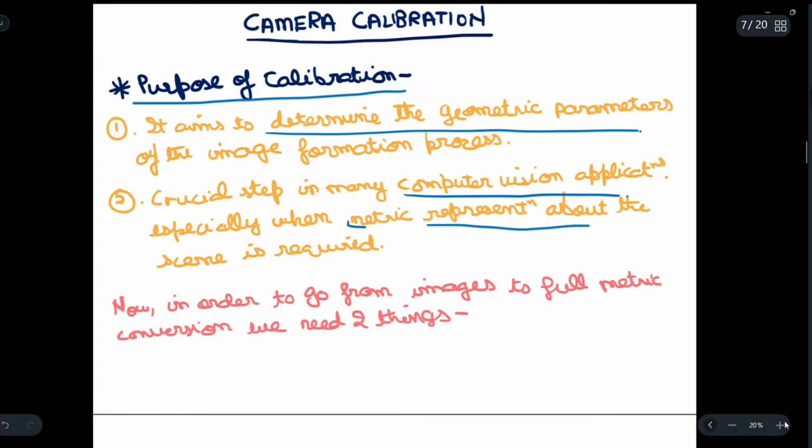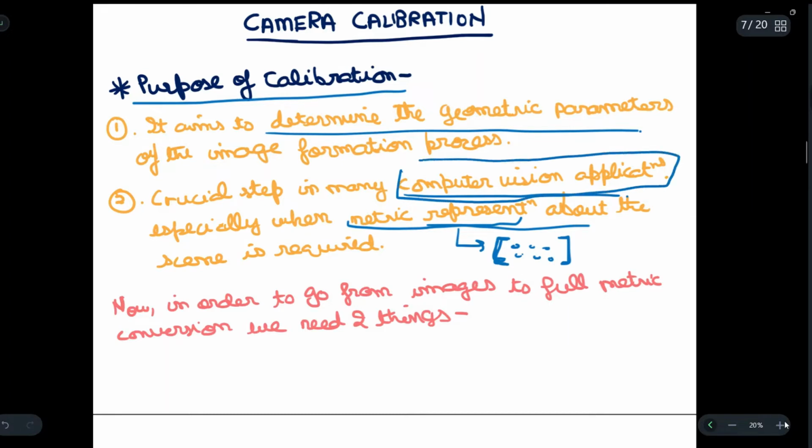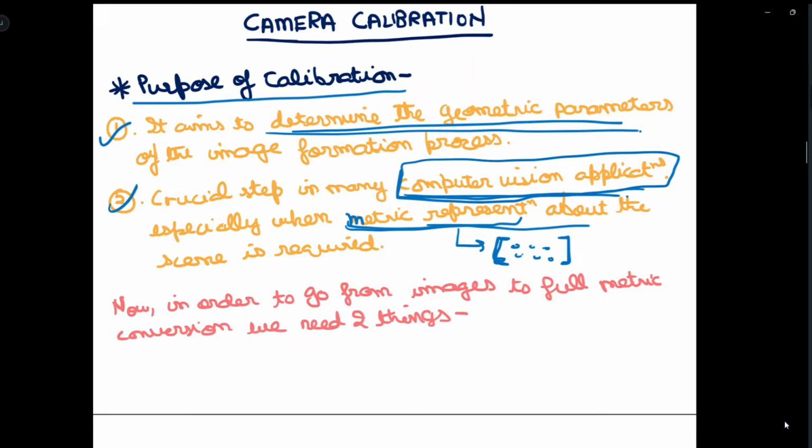Now, what we mean by metric representation is a representation in the form of a matrix. Suppose we have the geometric representation of an image in matrix form, then it is very easy for computer vision to identify different objects in the scene that it is able to view. So these are the two important purposes of calibration. First, determine the geometric parameters, and secondly, get the metric or matrix representation of the scene, which is used by computer vision.